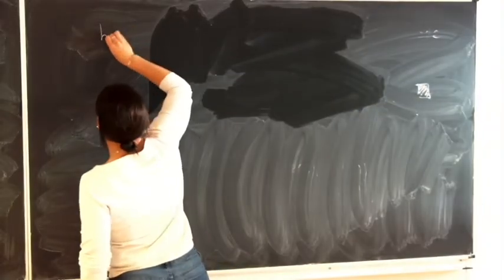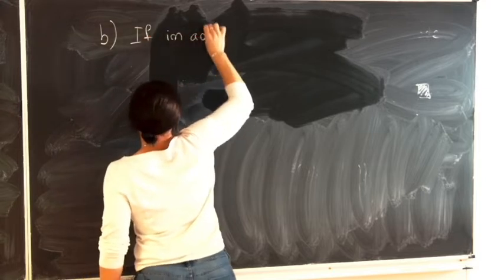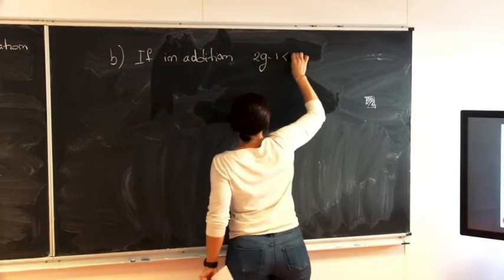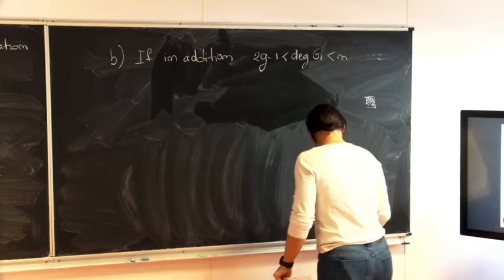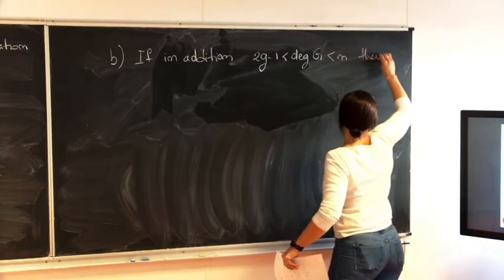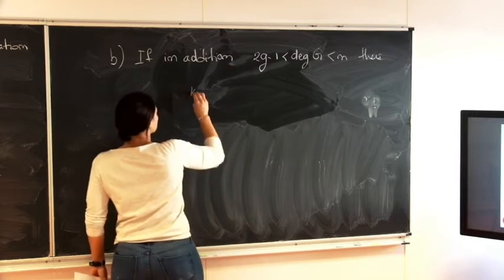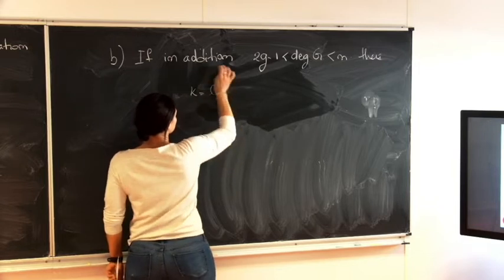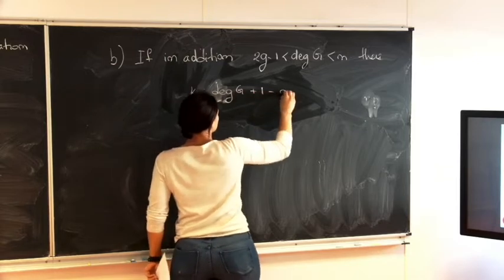So the second part is, if in addition I have that 2g minus 1 is bounded by the degree of G, then k is actually, the dimension is actually the dimension of L of G, which is degree of G plus 1 minus the genus.